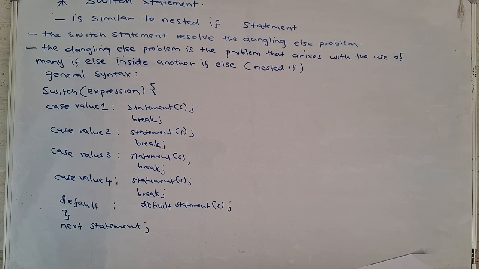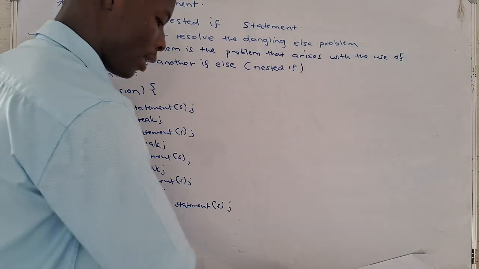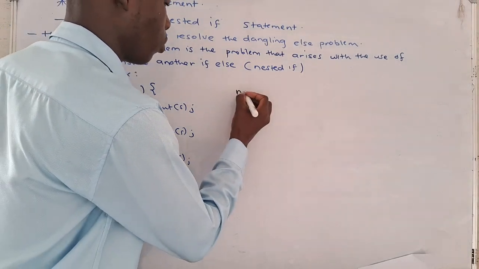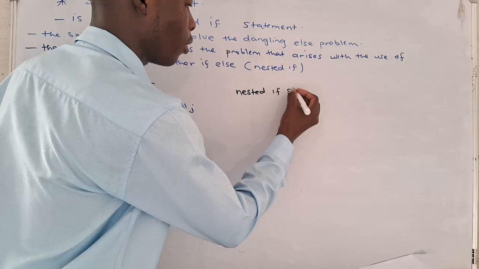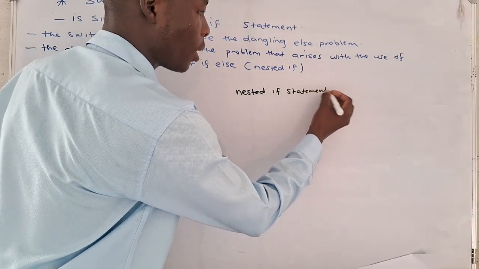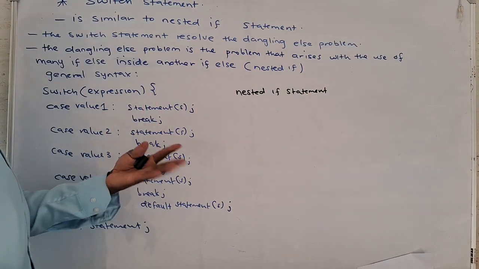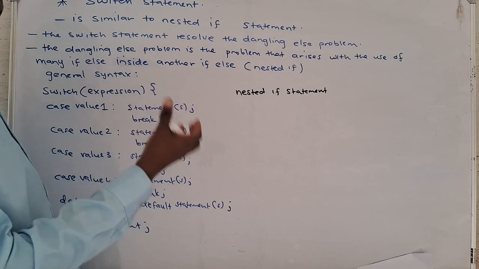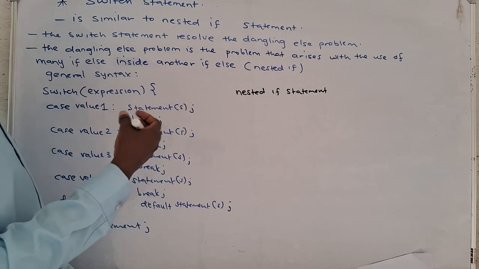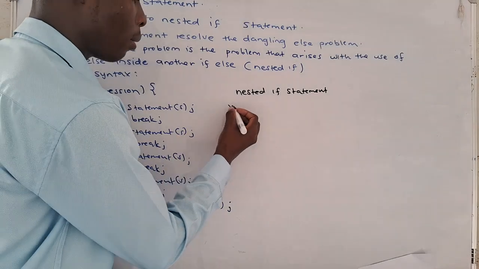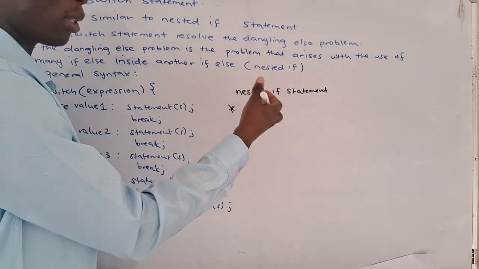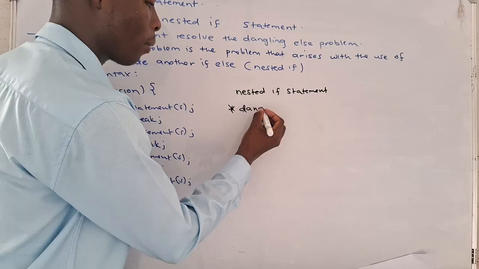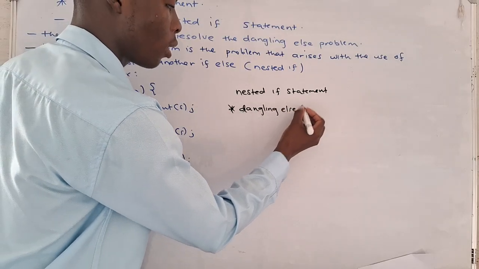In today's class we are going to discuss the switch statement, which is the last branching statement. In the previous class we discussed the nested if statement, and I demonstrated how to write a program using the nested if statement. And a problem arises because of this nested if statement. What is the problem? The problem is called the then else problem.